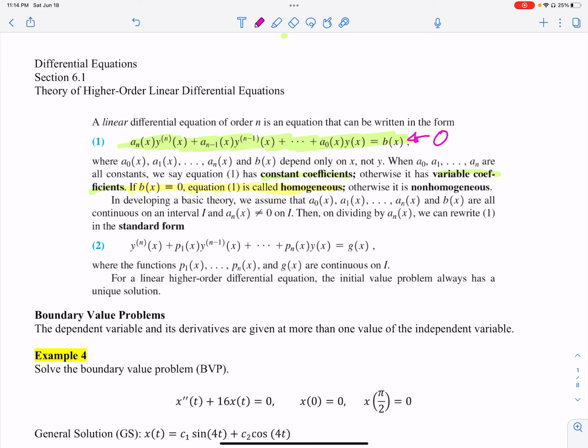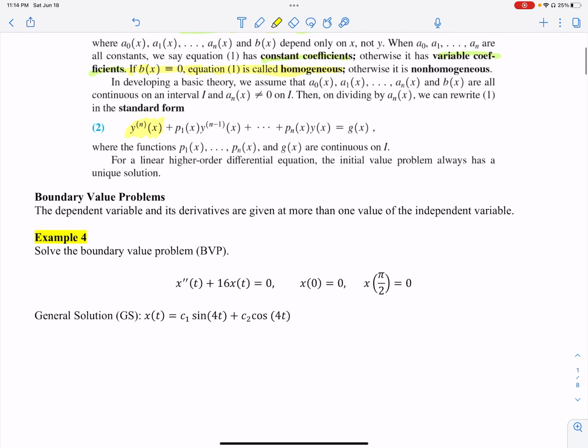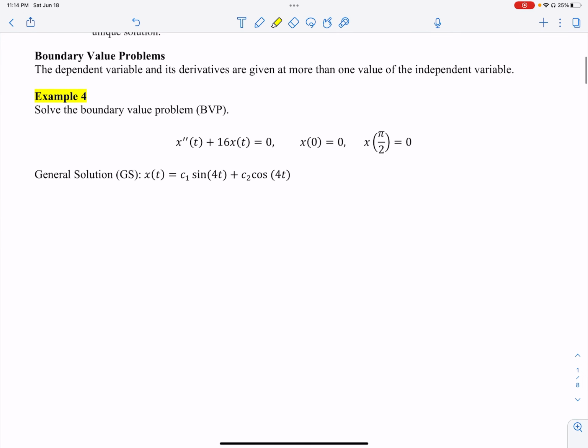We also have a standard form of this type of DE, and the standard form is just to make sure that the leading derivative has the coefficient of 1. All right, we're going to talk through a BVP, which is a boundary value problem. It is exactly the same, they just give different values to solve for. So let's start here. They're going to give us a general solution. We don't even have to find it, and they want us to solve it using this general solution.